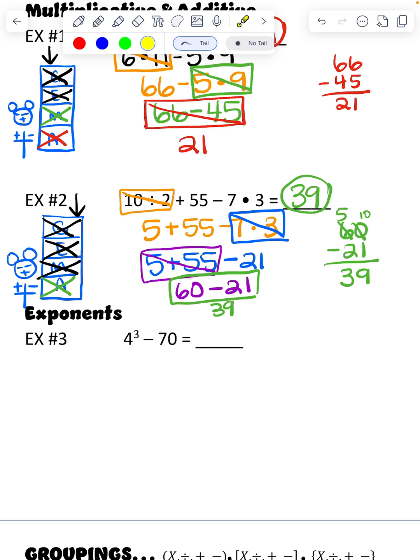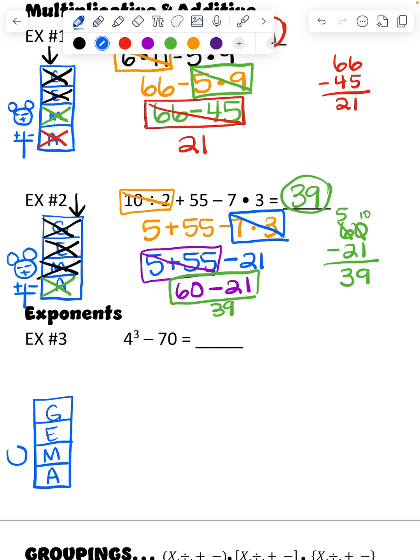problem. So because I have multiple operations, I'm going to draw my GEMA tower. 4 sections, GEMA. Remember, G stands for grouping, E is exponent, M is multiplicative, and A is additive. Remember, sometimes for multiplicative, we're going to need integer man, and sometimes for additive, we may need our integer table if there are negatives in our problem.